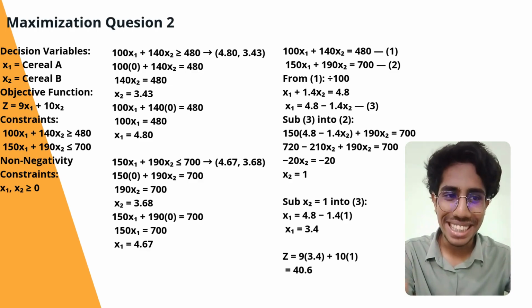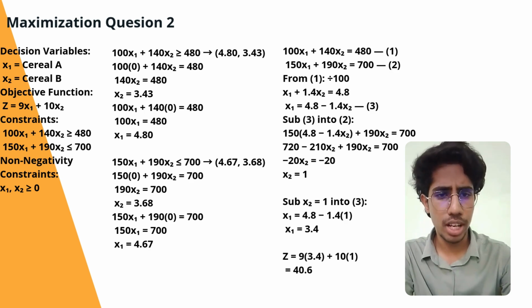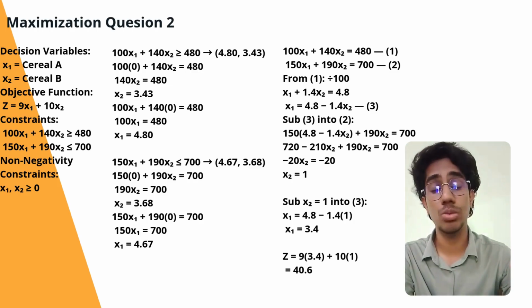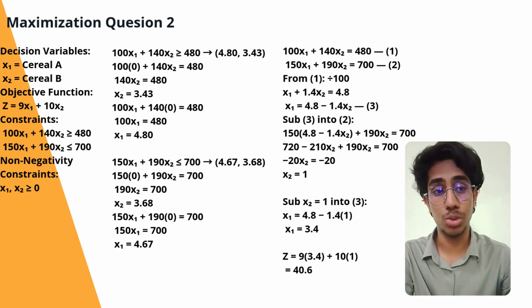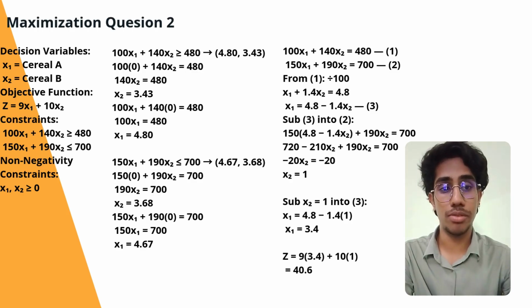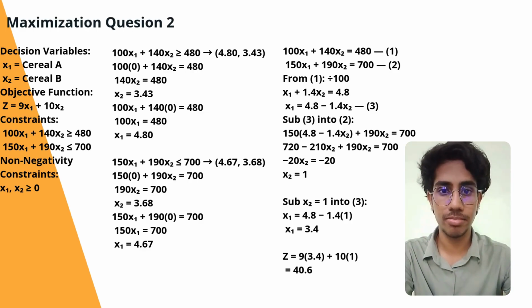By treating this as simultaneous equations and substituting the values, we solve for x2 and get 1, and x1 equals 3.4. Plugging this into the objective function gives us a maximum z of 14.6.